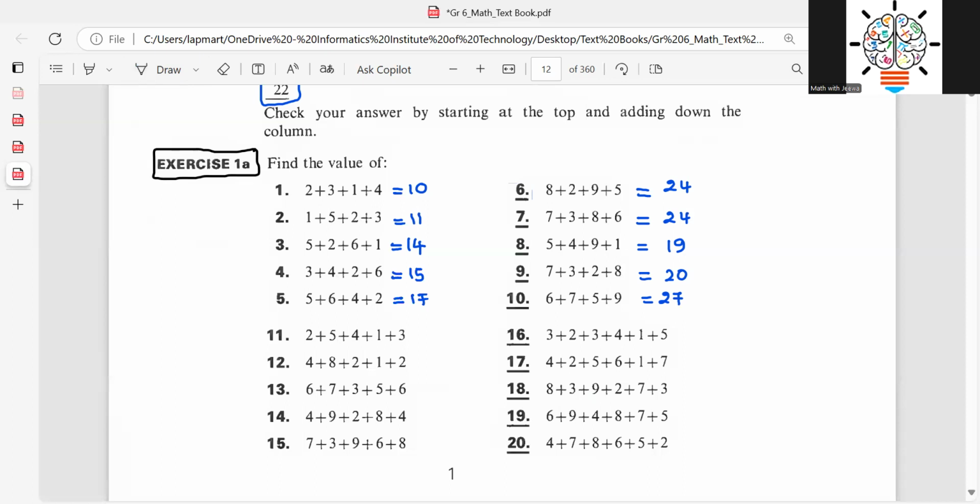What you want to do is just start from the left-hand side and move from left to right.